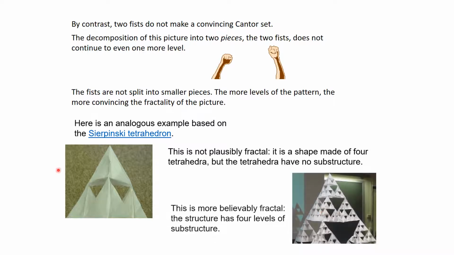Now this, if you extend it further, may look like a fractal. This is more believably a fractal. Same thing, these tetrahedrons are made of paper, in fact by high school students in some US college who are studying a fractal course. So this structure has 4 levels of substructure. One level, then within that you have another level, then within that another level, and within that another level. So at least 4 levels of substructure are shown in this picture. So I can say, yes, this looks like a fractal.